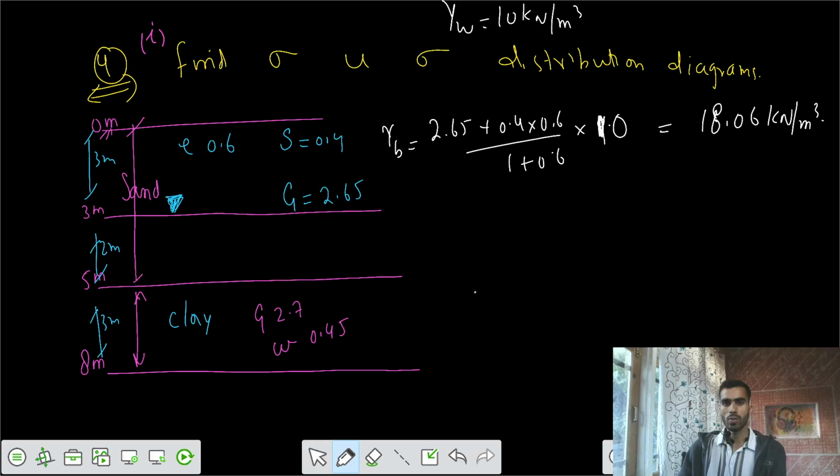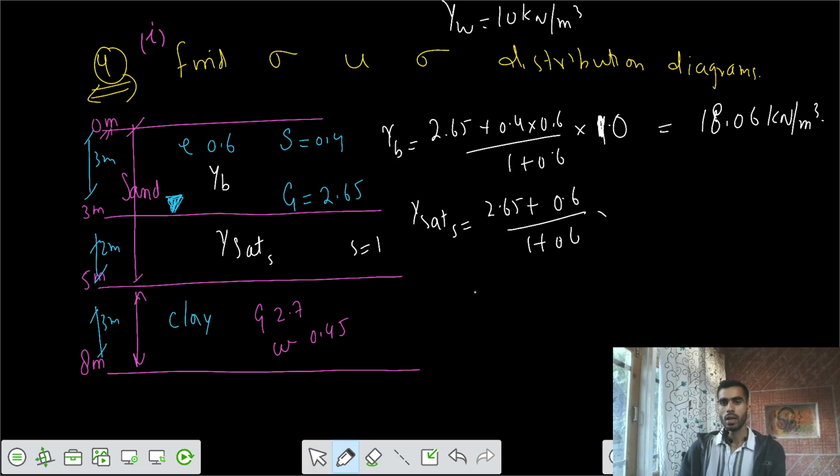Let's solve for the value of gamma sat for the sand. That is (G plus SE) by (1 plus E) into gamma W, where the value of S is equal to 1, so (G plus E) by (1 plus E) into gamma W. That's your 20.31 kilonewton per meter cube.